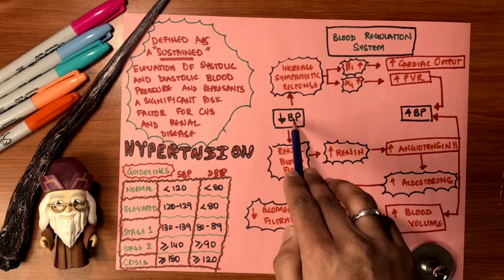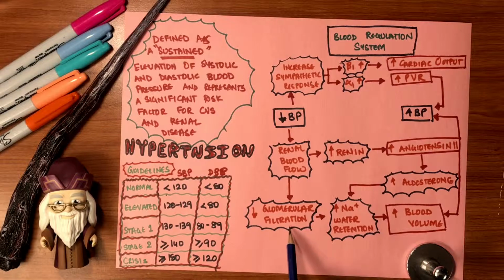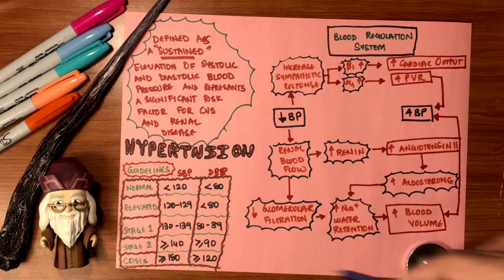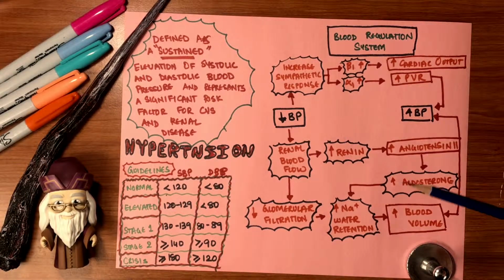Or, when blood pressure is reduced, renal blood flow is affected and a decrease in glomerular filtration results. Because of this, there is a response with an increase in sodium and water retention, which brings us back to increased blood pressure. Now, this chart is important because many of the antihypertensive drugs act on this chart. Therefore, we'll come back to this later.